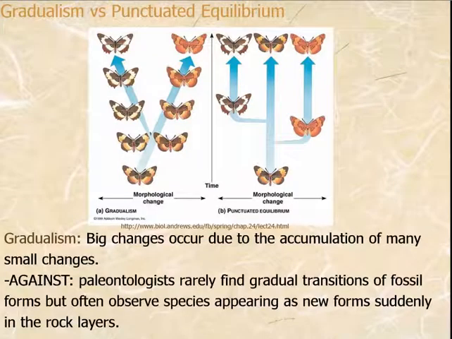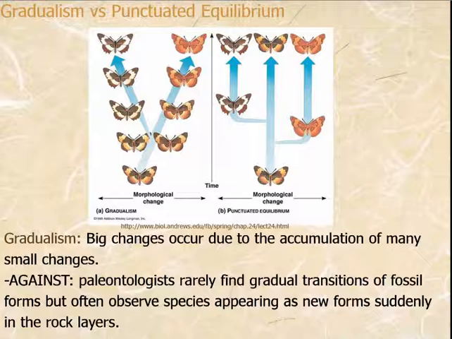Now, to switch gears just slightly, I'm going to introduce the concepts of gradualism versus punctuated equilibrium. When Darwin came up with his theory of evolution, he predicted that we would find in the fossil record many transition fossils that show how one species gradually changed into another. And that is called gradualism, when big changes occurred due to the accumulation of many small changes. And he predicted that we would find transition fossil after transition fossil. The problem with gradualism is that paleontologists are not finding as many transitional fossil forms as Darwin had predicted.